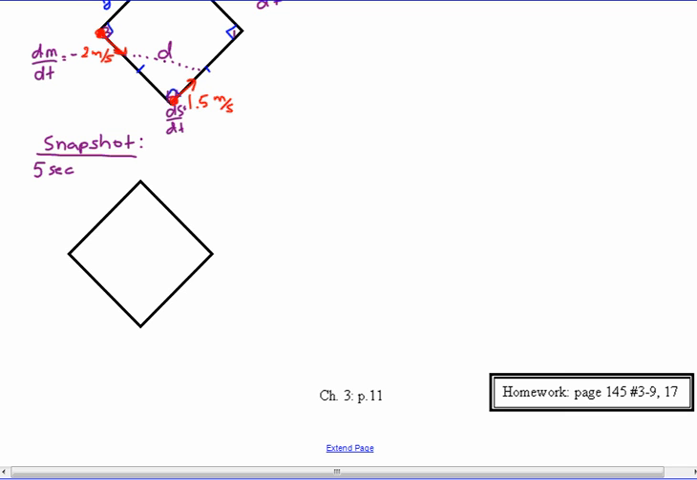Guys, seriously. Okay. So 5 seconds after they leave, let's look at Mary. How far did Mary travel? Remember, distance equals rate times time. So her rate was 2 meters per second times 5 seconds. So 10 meters she traveled.